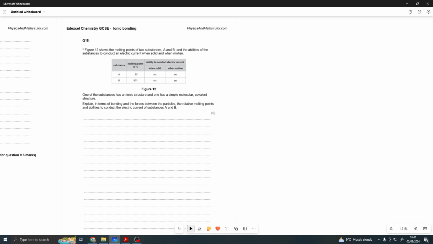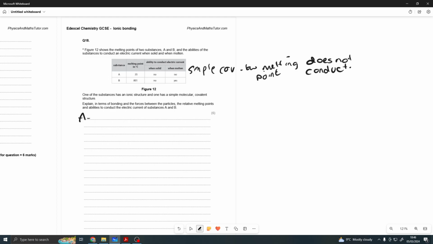Now, you can tell, by the way, that this is covalent. A is simple covalent, because it has a low melting point and does not conduct. You can work that out. Now B obviously therefore is ionic because it has a higher melting point and conducts when molten. Now you need to justify, you need to explain why these are what they say they are. I've kind of just done that, but let's just work through it methodically.